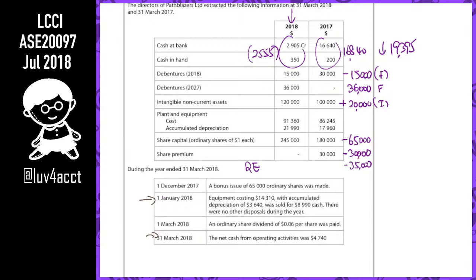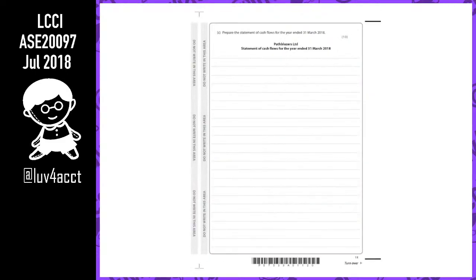Okay, let us check. We have 180,000 plus 65,000, 245. Yes. Okay, so 245, and then multiply by 0.06. Okay, we have 14700 financing activities. Okay, done. Okay, so now we can prepare the statement of cash flows.